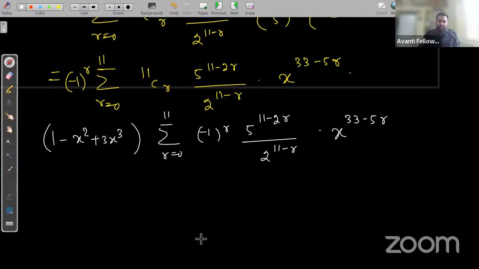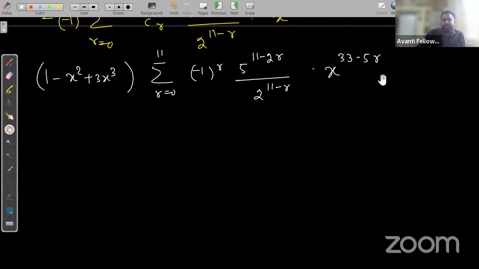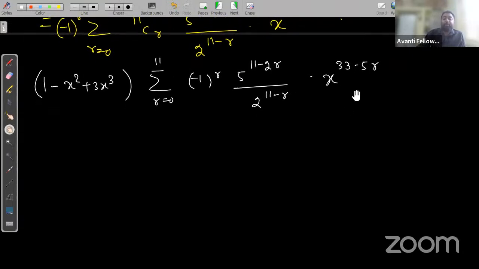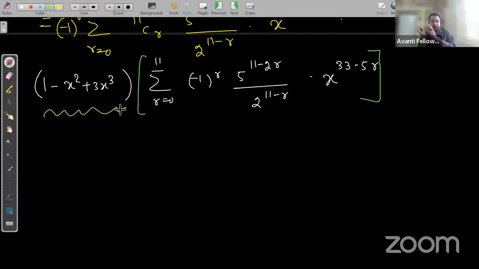Now what we'll do? We need to find the term independent of x. So this whole binomial expansion is multiplied with this cubic expression also. Now we'll multiply one by one. Now we will open the bracket. So what we are getting? So let's see. First we'll multiply one by one.